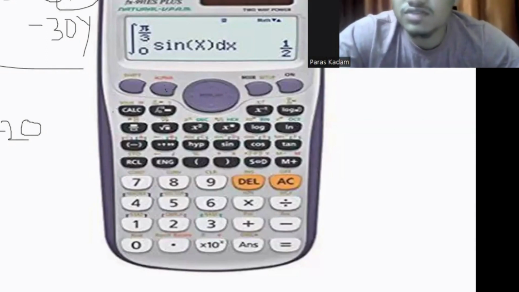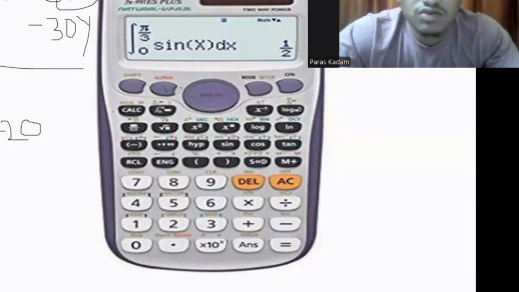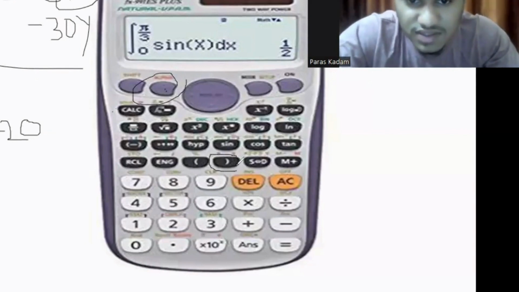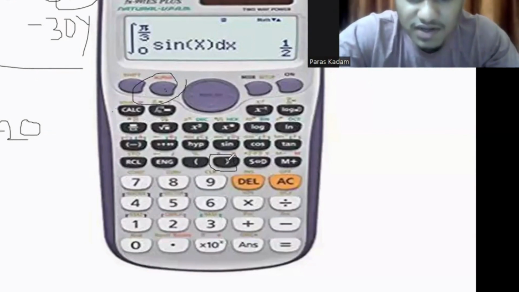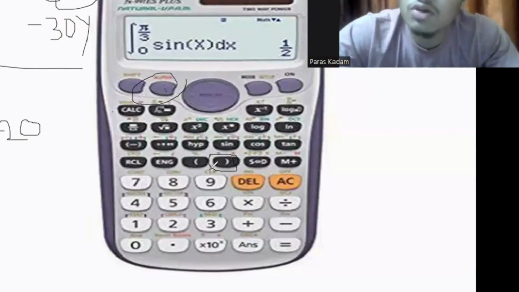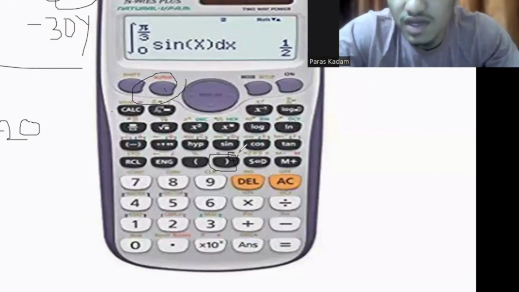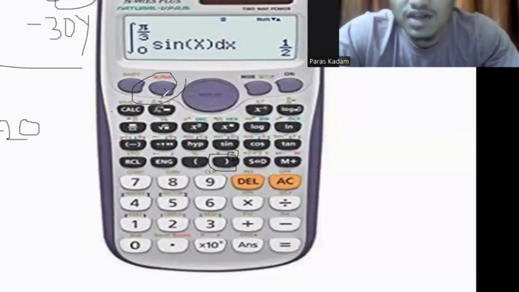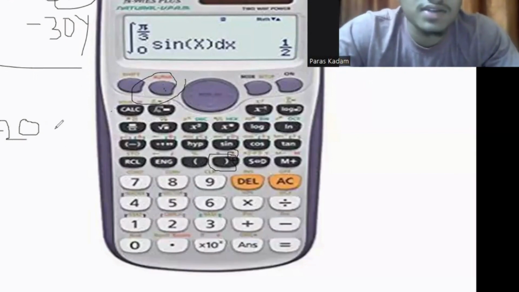So how will you put this first variable? Press alpha and then press this bracket button. If you look into your calculator, you will see above this bracket a small alphabet is given, that is for x. So first you have to press alpha and then press this button, and you will get 20x.